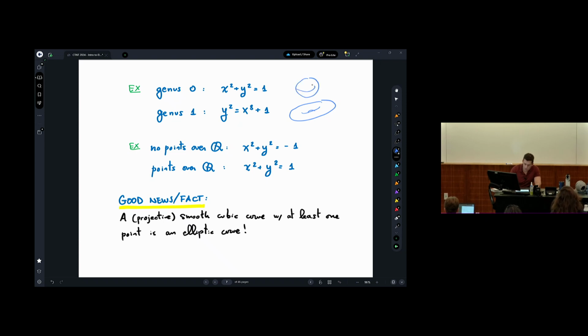The complex version of this is just the Riemann sphere, so it doesn't have any holes, so the genus is 0. Now, curves can have no points over the rational numbers. There's no real points, so they cannot be rational points, so there's no points at all. And there can be points. So to have an elliptic curve, it has to be non-singular, it has to be genus 1, and it has to have some points over Q.